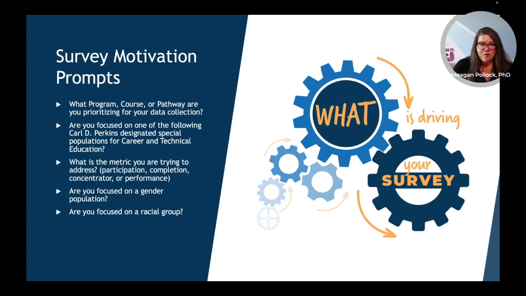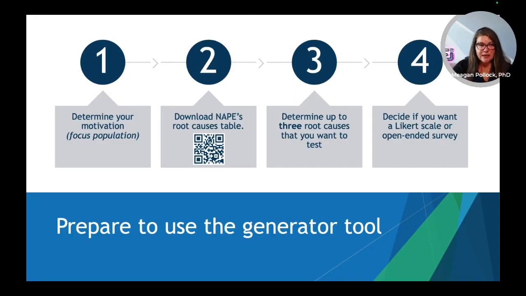We'll ask you if you have a focus on a gender population and if you have a focus on a racial group. So those are the key questions that you're going to be asked that will help you to establish and formulate your hypothesis that your survey will be designed to answer. So the second step is to download NAPE's root causes table.